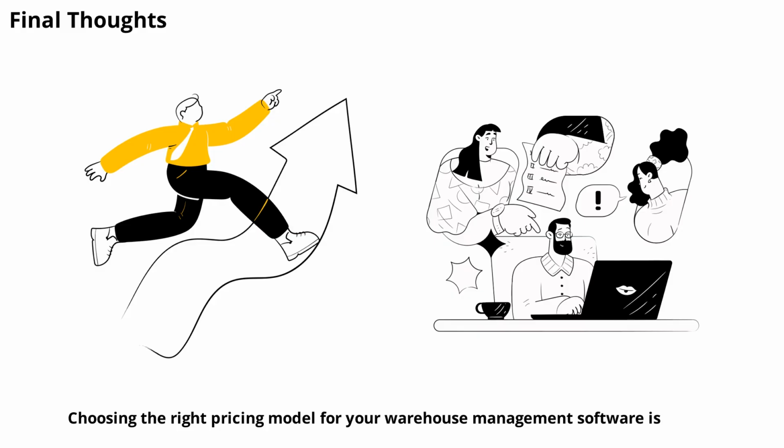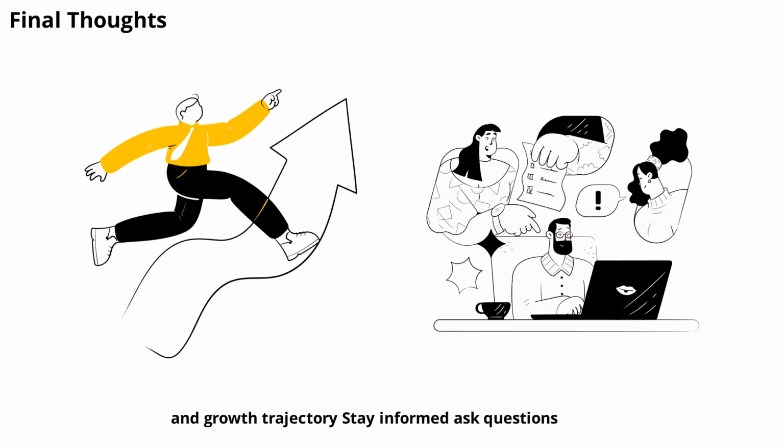Choosing the right pricing model for your warehouse management software is a strategic decision that can impact your operations and bottom line. Whether you opt for per-seat, usage-based, or a hybrid approach, make sure the model aligns with your business's needs, budget, and growth trajectory. Stay informed, ask questions, and don't hesitate to negotiate with vendors. With the right approach, your warehouse can operate efficiently and cost-effectively for years to come.